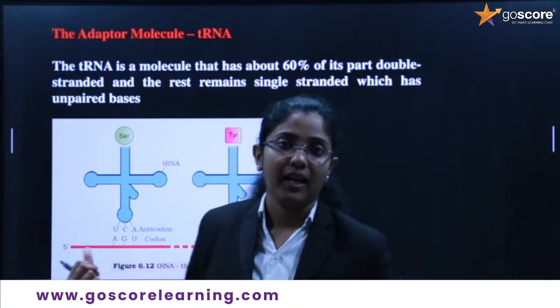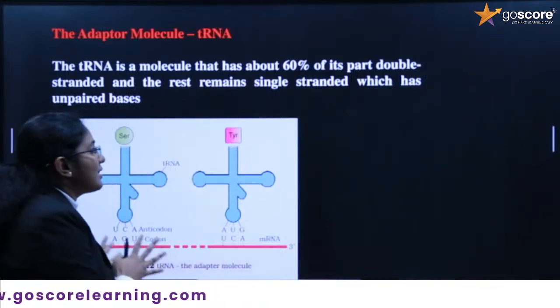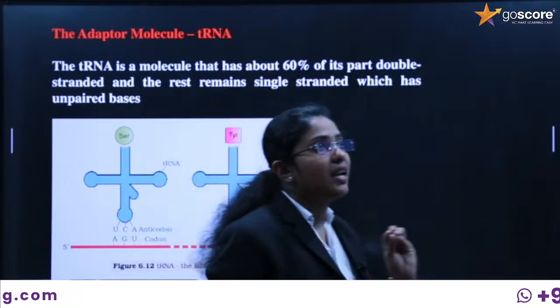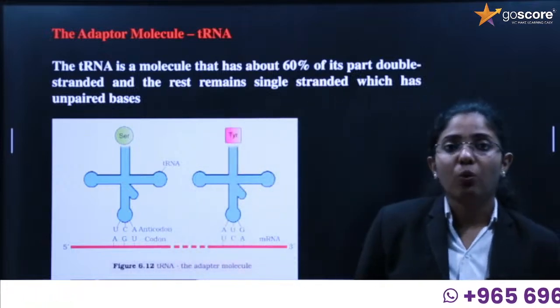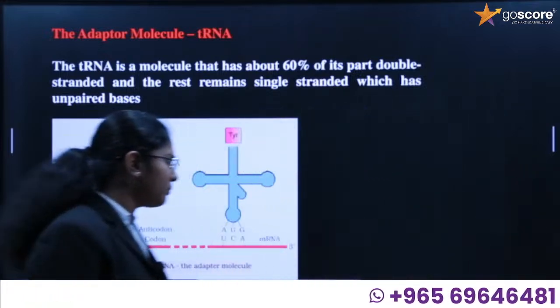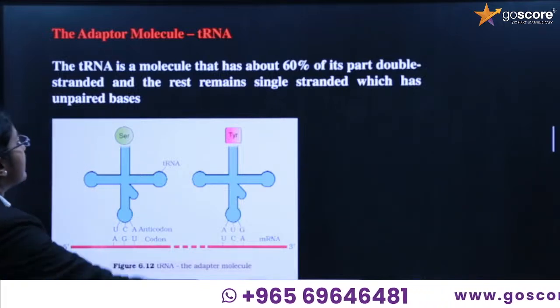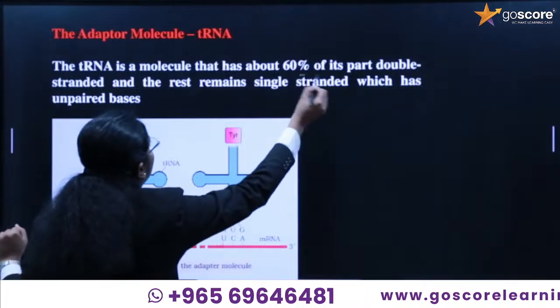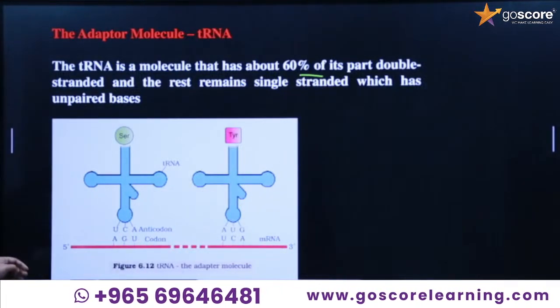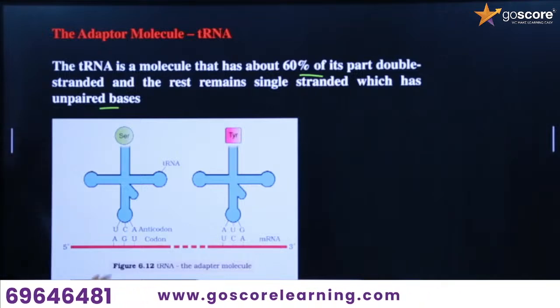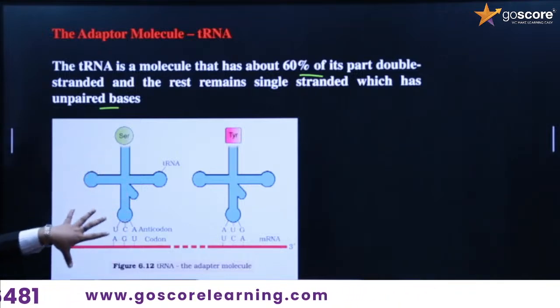Okay, transfer RNA. See the structure of tRNA, it is like a clover leaf. The 2D structure of a tRNA will be in a clover leaf condition. What is this clover leaf condition? See, the tRNA molecule has about 60% of its part double stranded, and the rest remains single stranded, which has unpaired bases. Okay, so we can say this is the structure of tRNA.